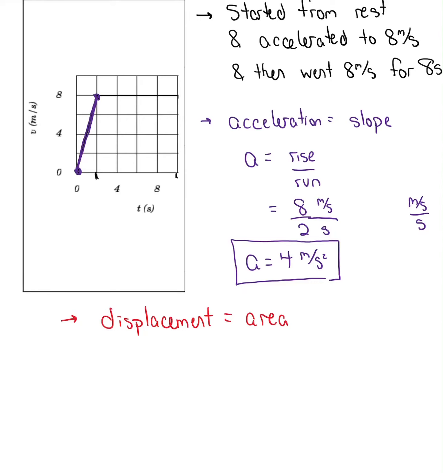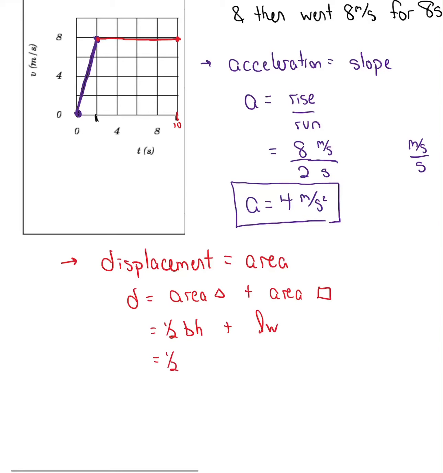If I want to know how far this thing went in total for the whole 10 seconds that it was moving, I need to find the area of this trapezoidy shape. Some of you may have the area of a trapezoid memorized. I don't, so I'm going to go old school and break it into 2 parts. I've got the area of the triangle, and then I'm going to add on the area of the rectangle. Triangles are always 1/2 base height, and rectangles are always length times width.